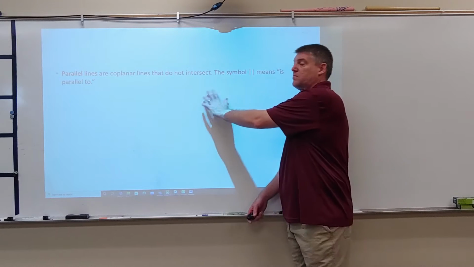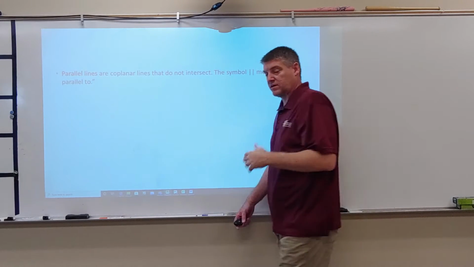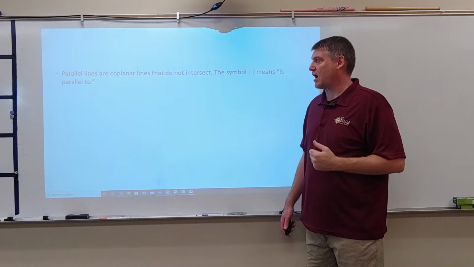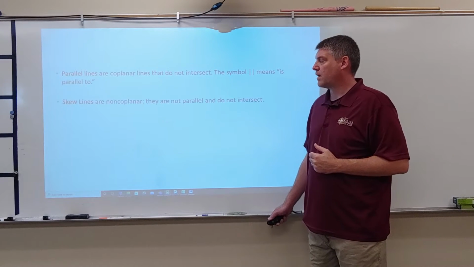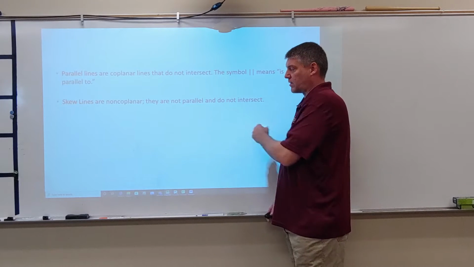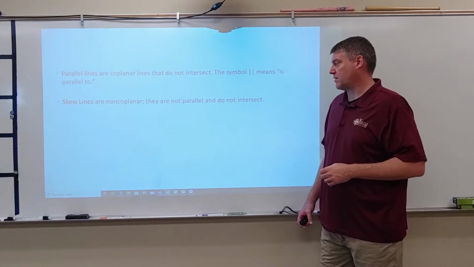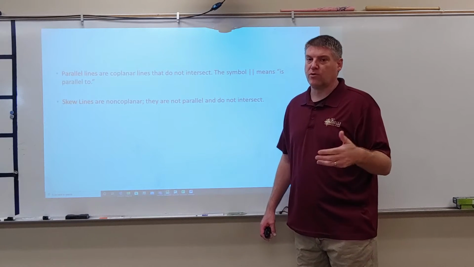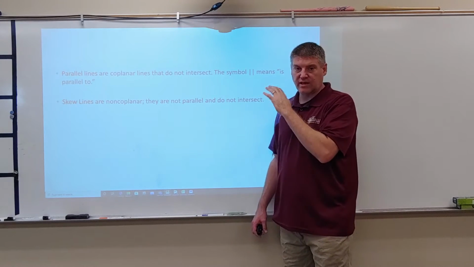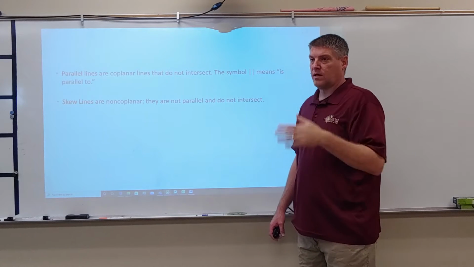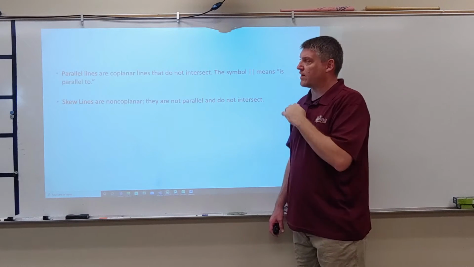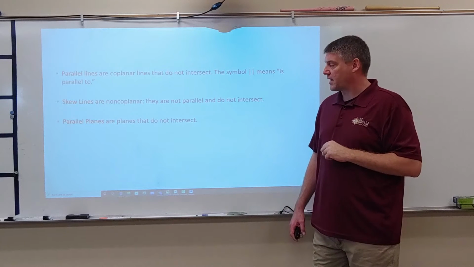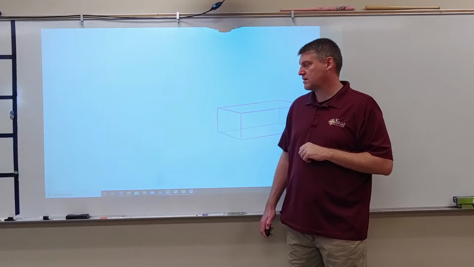So make sure that the big thing is that they are coplanar, because we do actually have lines that don't intersect in 3 dimensions that are not parallel. Skew lines are non-coplanar and they are not parallel and do not intersect. So what happens is if you look in a room, the top ceiling and the far back wall, the corners, they don't intersect, but they're not in the same plane. Parallel planes are planes that do not intersect.